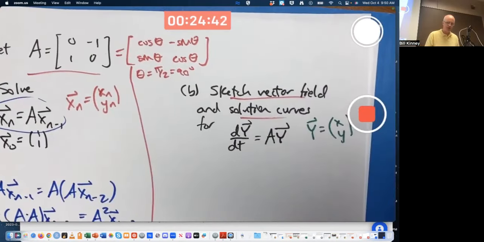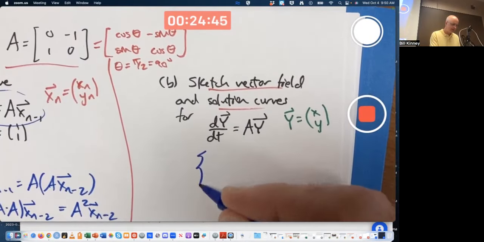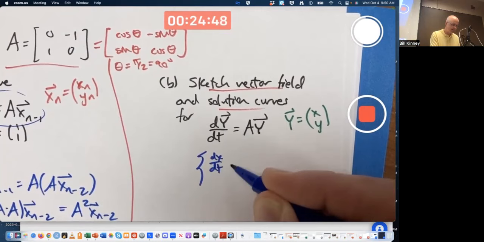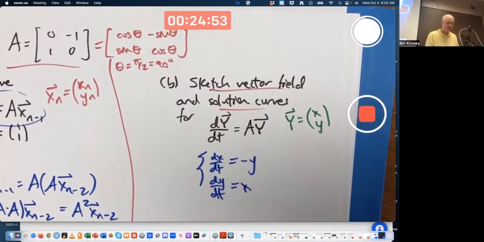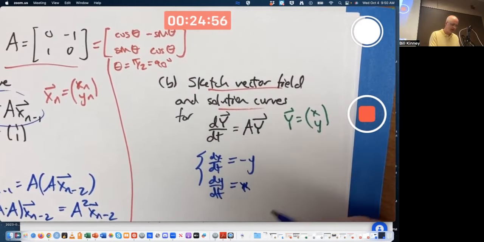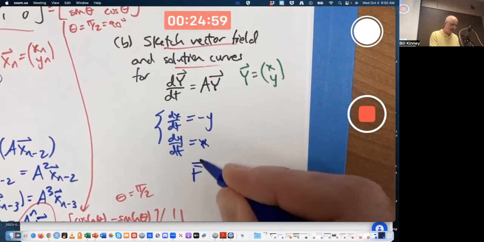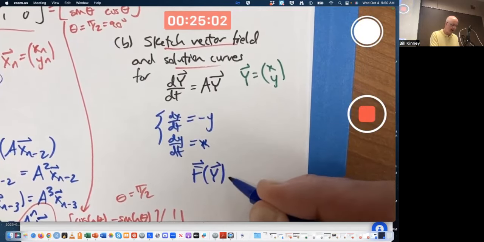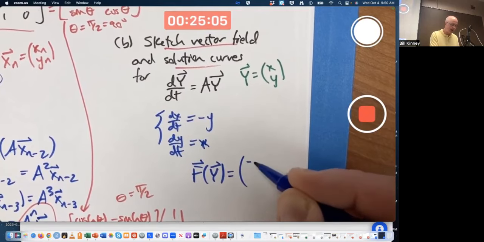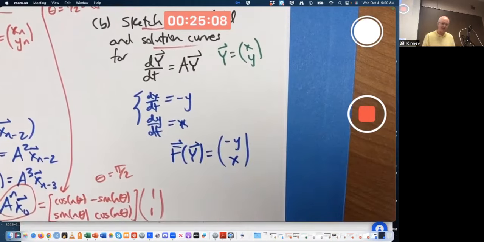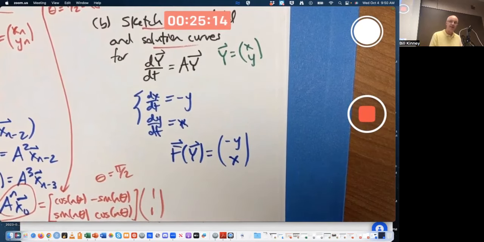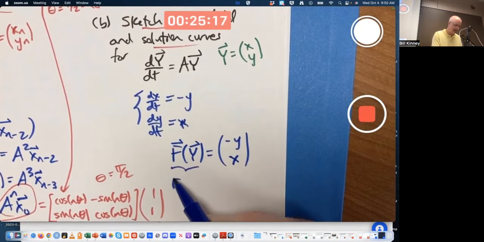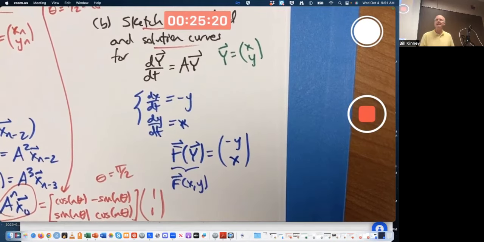What about the vector field for the corresponding system of differential equations? In scalar form, this is dx/dt is -y, dy/dt is x. The right-hand sides here define something you can call a vector field. Capital F of vector y has output (-y, x). What in the world is this about, and how can I possibly graph it? You imagine the inputs as being points. In fact, you might prefer writing this as F of the point (x, y). That's okay. It's inconsistent notation, but it's beneficial notation.